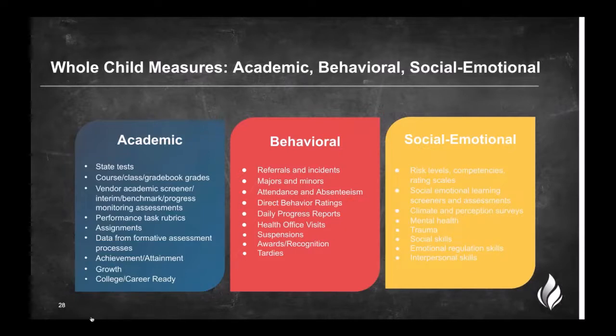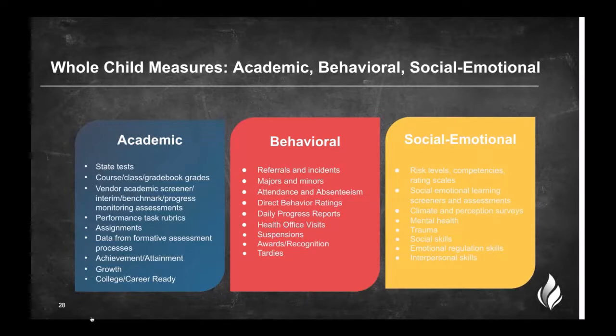You see here that the academic measures are those state tests, classroom gradebook scores, and our screening data. We have some different task rubrics to help us identify how a student is performing. We have their daily assignments, formative assessment, and different data on their achievement and attainment in different areas in our classrooms. We also should be looking at growth data as well as any additional data points related to college and career readiness. So that's just looking at our academic measures that we often have.